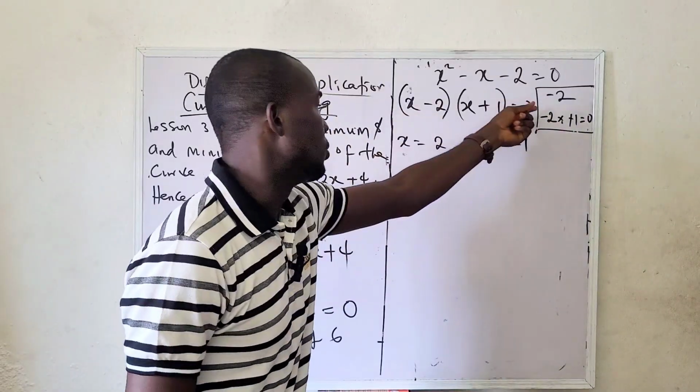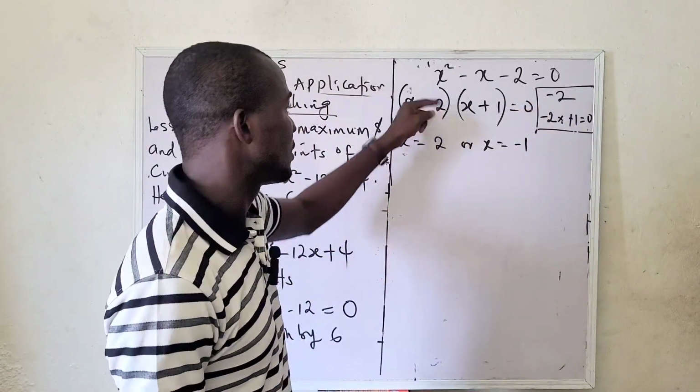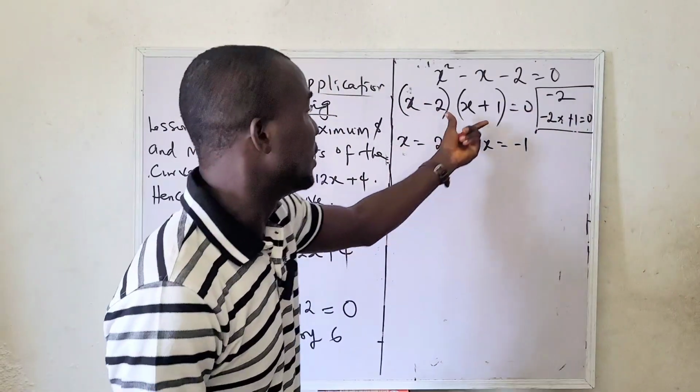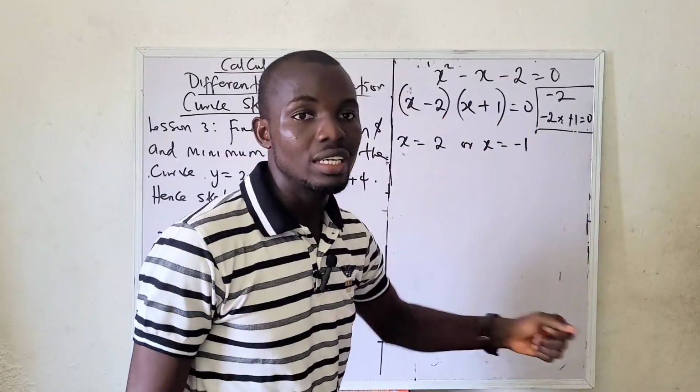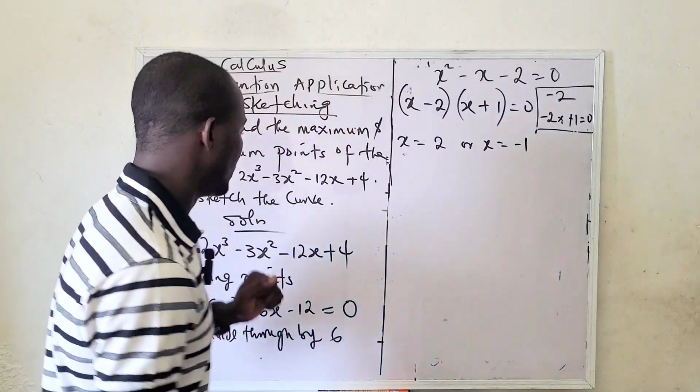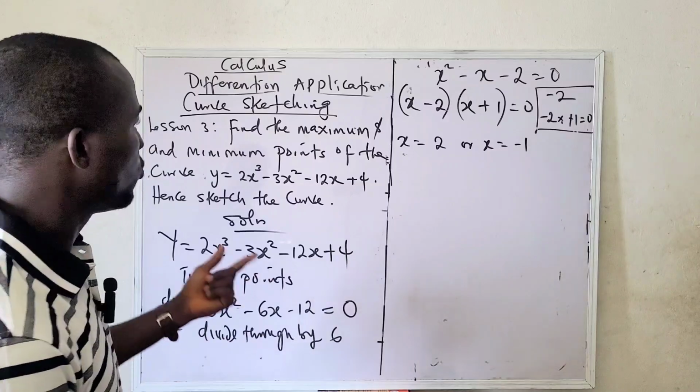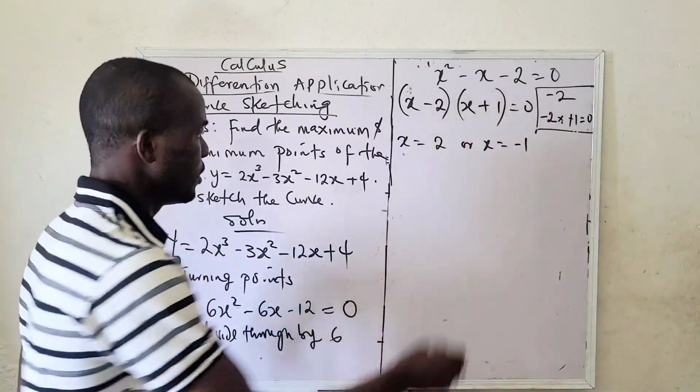When this equals 0, it means x will be 2. When this equals 0, it means x will be negative 1. And the next thing is, what are the corresponding values of y?